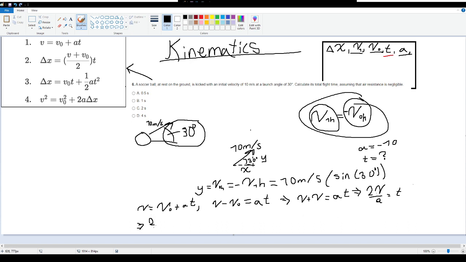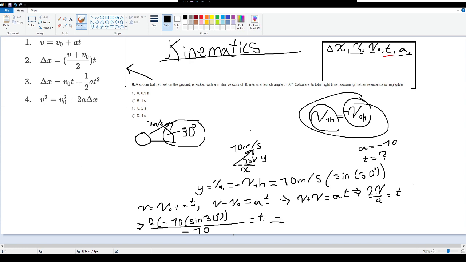I have 2 times negative 10 times, you can sort of forget about the units. I mean, you can keep them in because they'll help you not make mistakes, because the units will have to cancel out. But it's just an extra added long step, you know what I mean? So we have 2 times minus 10 times sine of 30 over negative 10 equals the total time traveled.